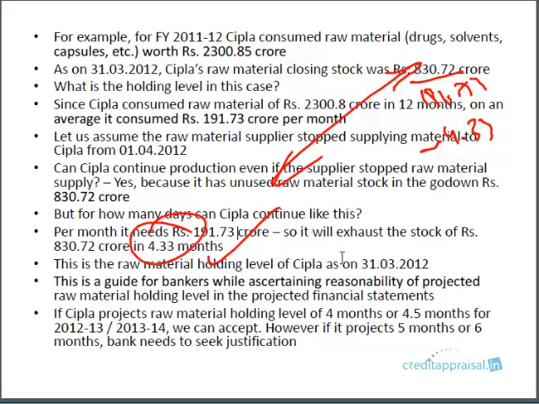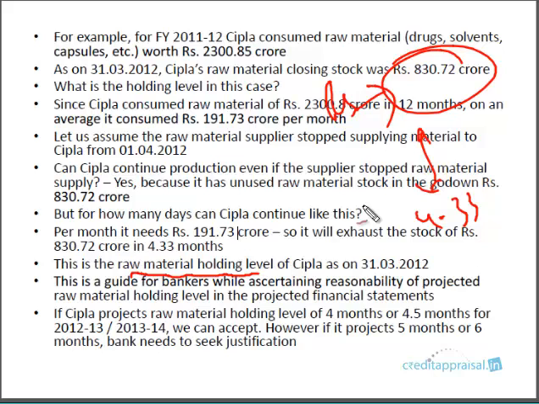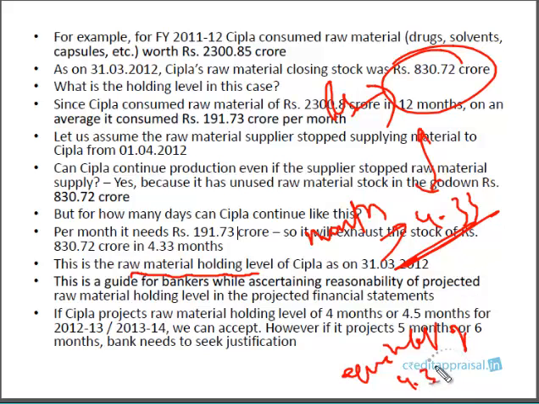So this is the raw material holding of Cipla. We have converted that absolute amount, 830 crores, into months. This is equivalent to 4.33 months. If you want to speak in rupee terms, this is the value. If you want to speak in months, this is the amount. Both are the same. We are saying that this amount is equivalent to 4.33 months consumption.